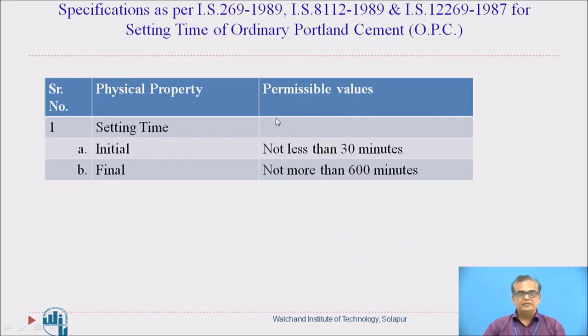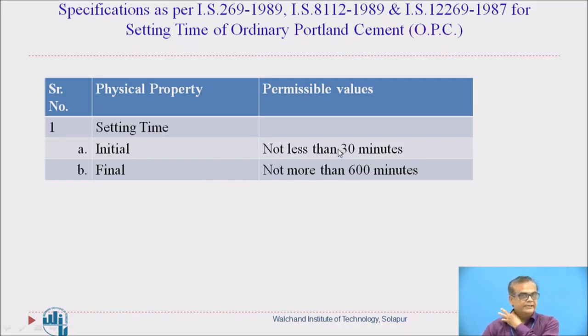So that is taken as the final setting time of that particular cement. Now specifications are given by IS 269, IS 8112 and IS 12269 for different grades of cement. For example, for OPC, these three codes give setting time for all three grades of cement as initial setting time not less than 30 minutes and final setting time not more than 600 minutes.